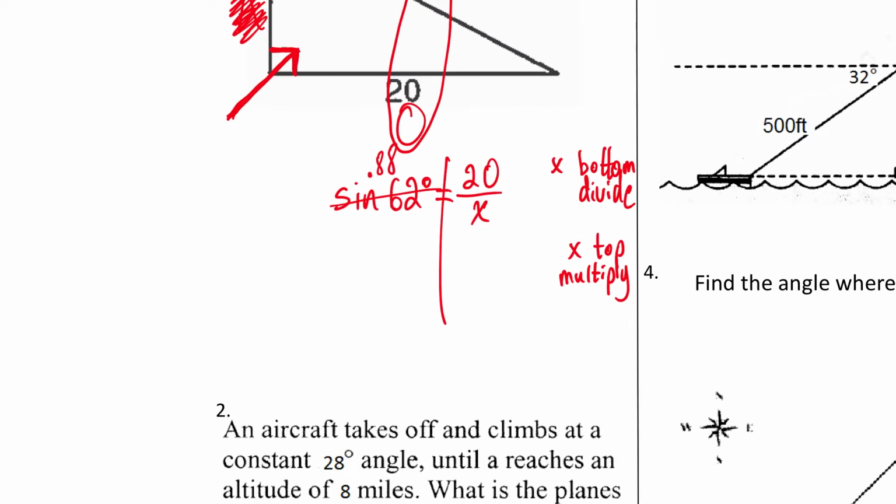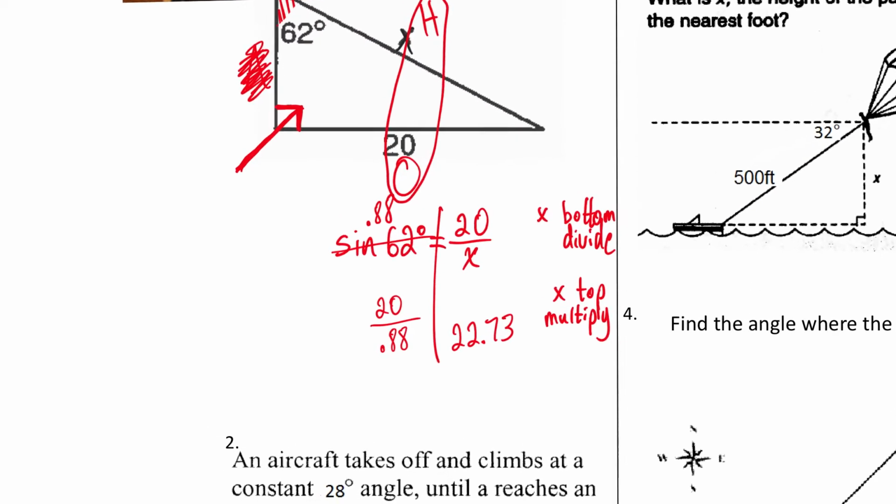So here, x is on the bottom, so I'm going to be dividing. So it's going to be 20 divided by 0.88. And type that in your calculator, 20 divided by 0.88. And that should give you 22.73.